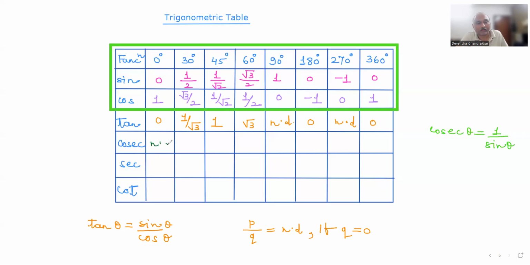So this is not defined. This is 2. This is root 2. This is 2 over root 3. This is again 1. This is not defined. This is minus 1. This is not defined again. Okay. Let's do the next one.